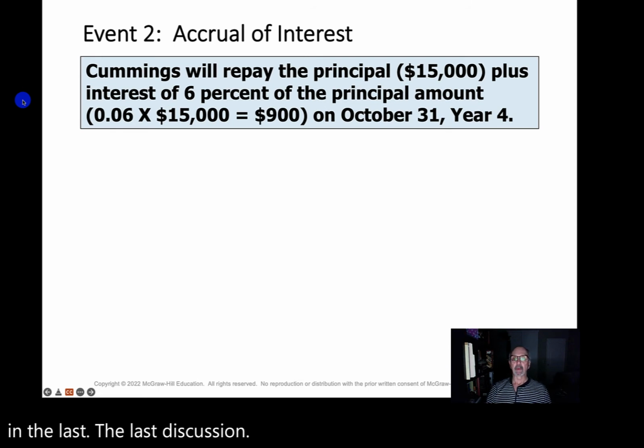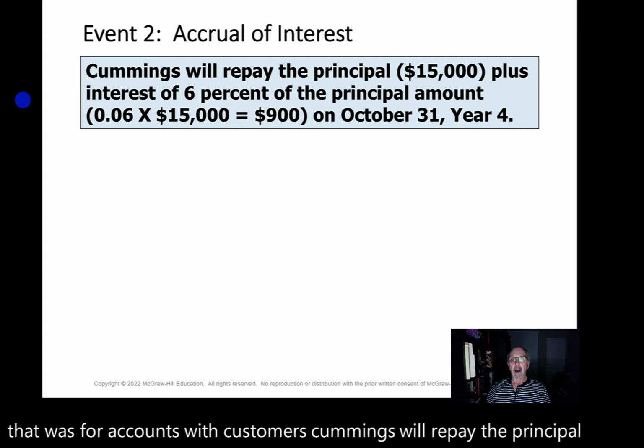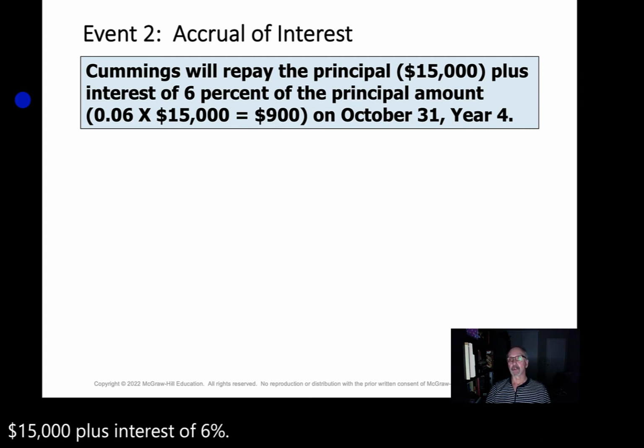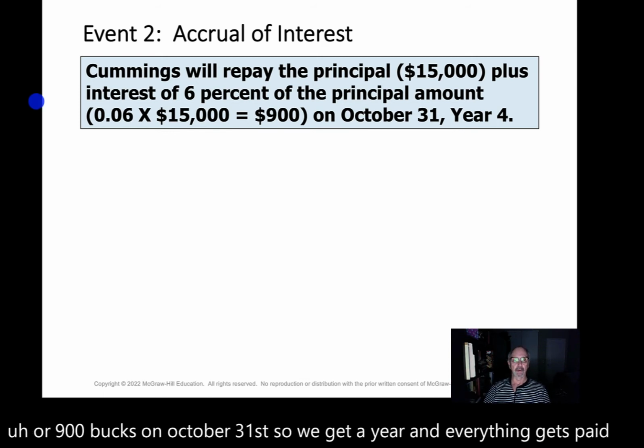Cummings will repay the principal, $15,000, plus interest of 6%, or $900, on October 31st. So we get a year, and everything gets paid together, the principal and the interest.